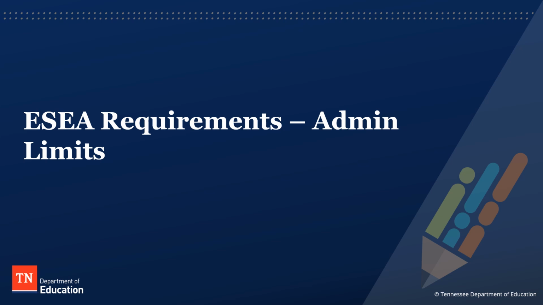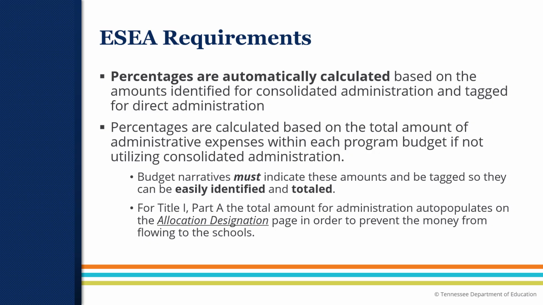With the admin limits, with ESSA, they are automatically calculated if you utilize Con Admin, and they will automatically calculate if you tag them within each grant if you do not utilize Con Admin. And if you do not utilize Con Admin, make sure that you not only tag them in the grant, but you make sure that the budget narratives are easy to note that it is a true administrative process that has taken place that needs to be paid for.